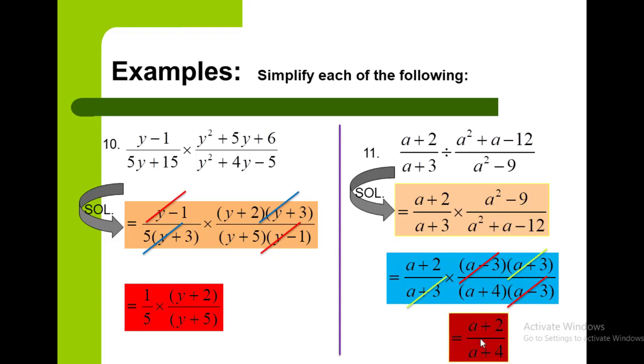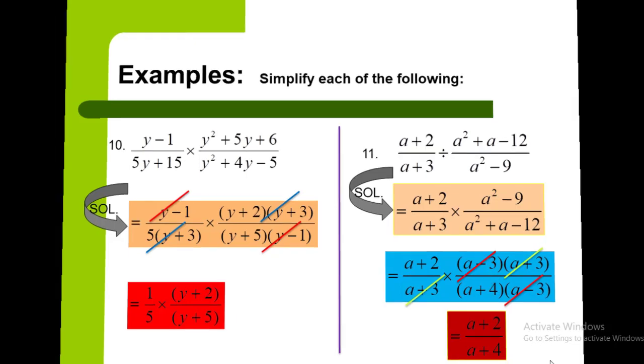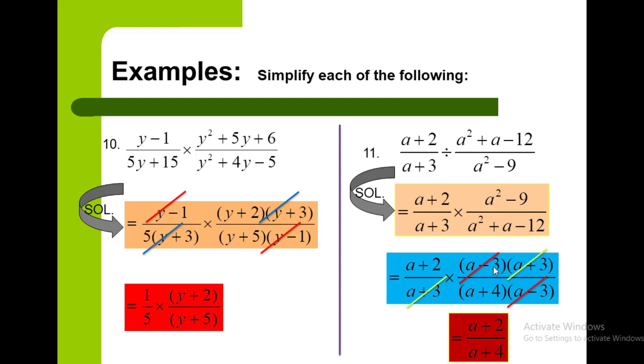Then we will cancel the common factors in the numerator and the denominator, like a plus 3 with a plus 3 from numerator and denominator, a minus 3 with a minus 3, then the expression will be a plus 2 only over a plus 4.